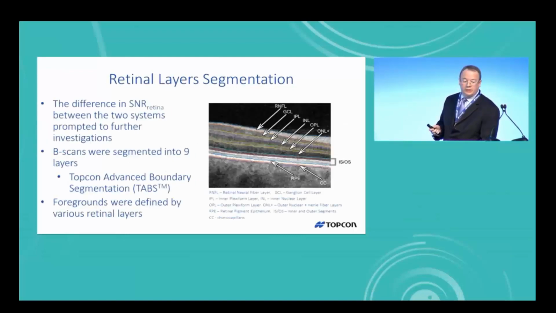So we wanted to take this even further and look at specific characteristics of retinal layers and retinal regions. So we segmented the full 3D volumes into 9 layers using Topcon advanced boundary segmentation, what we call TABS. And the foregrounds then, rather than being the full retinal region, were limited to the specific retinal regions being examined. And I'll note here that the CC, or choriocapillaris, we defined as being about 10 microns below the Bruch's membrane.